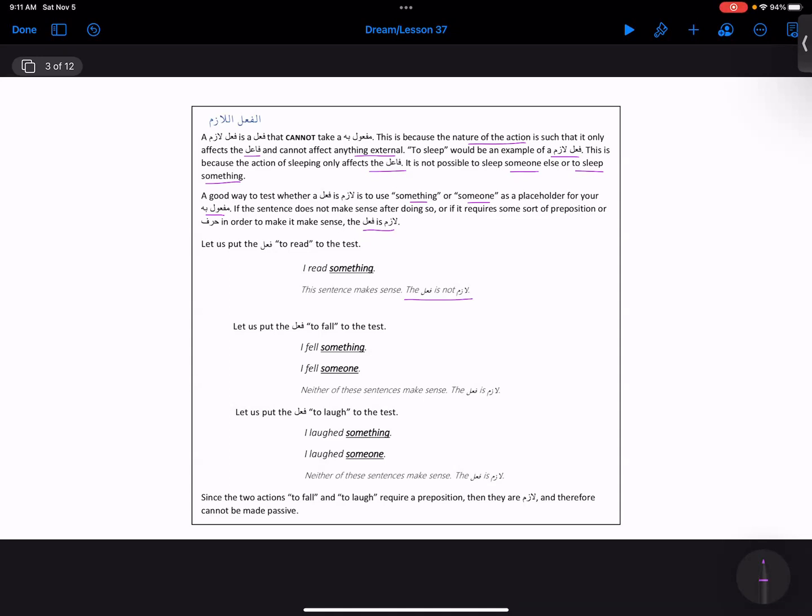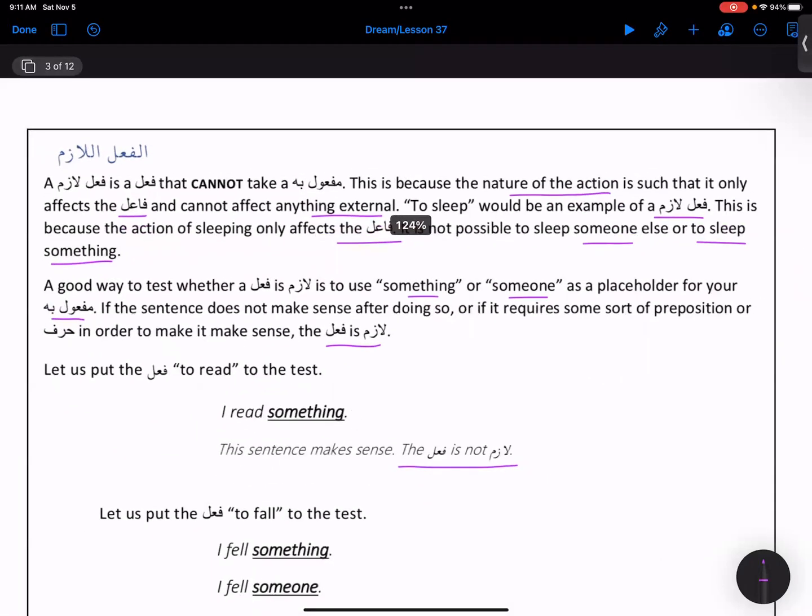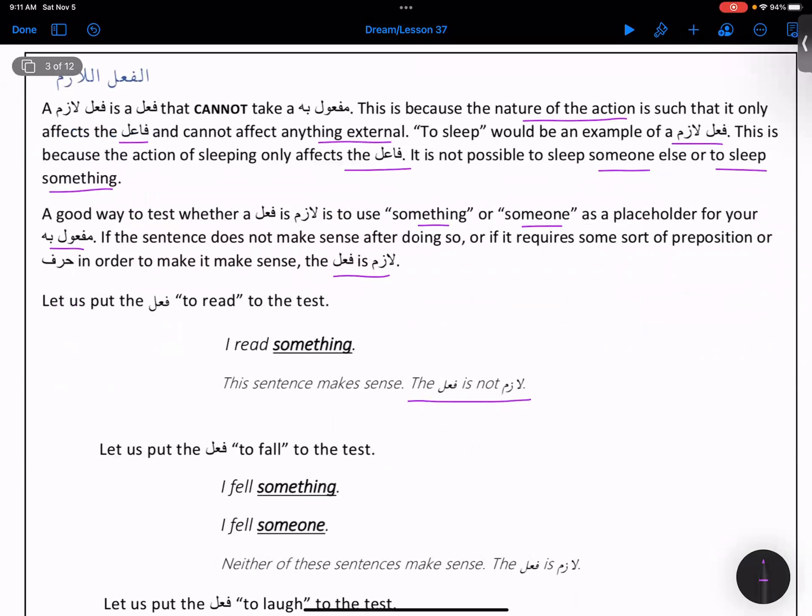A good way to test whether a fail is lazim is to use something and someone. Okay, so now this is a very quick shortcut to know if the fail is lazim or mutaddi. Whenever we see a verb, we're going to put something or someone at the end without using any preposition. For example, I can say that I slept on my bed, right? Then it could be turned into passive, right? But I'm not allowed to put any preposition.